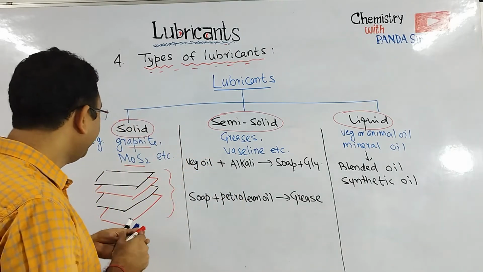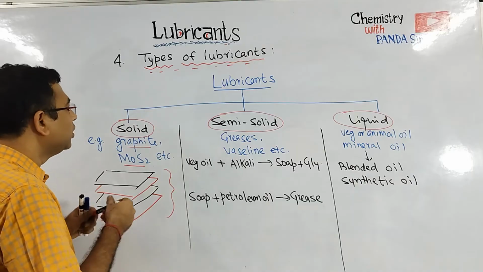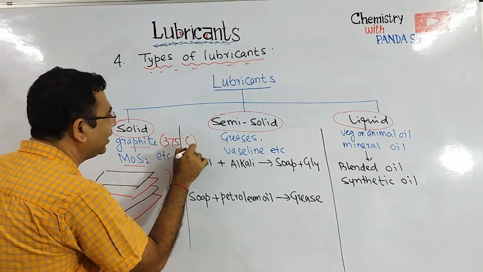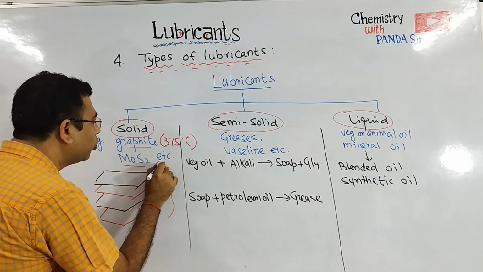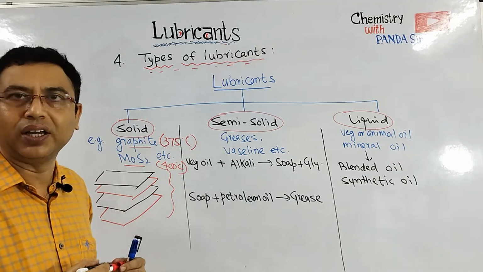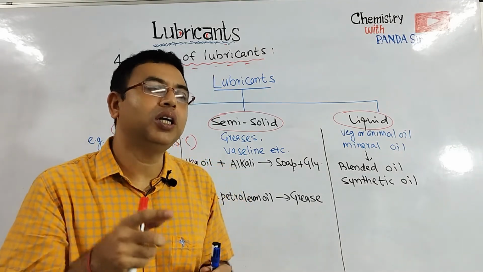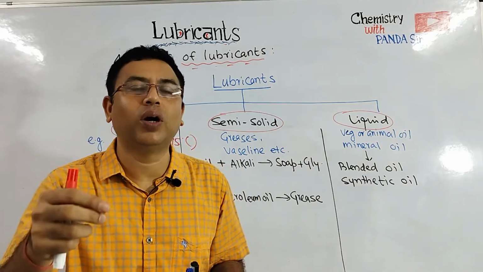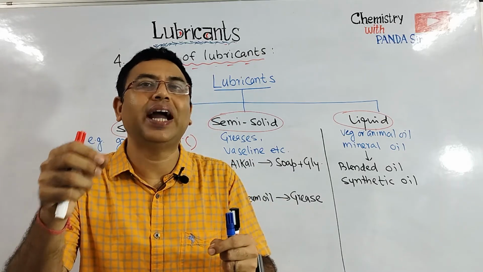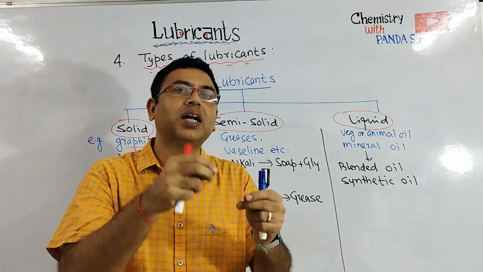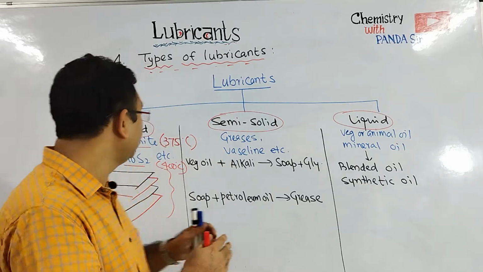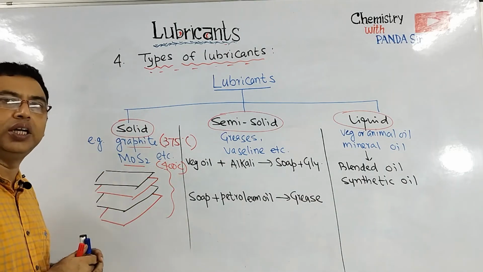So graphite shows thermal stability up to 375 degrees centigrade, whereas molybdenum disulfide shows around 400 degrees centigrade thermal stability. Sometimes this solid lubricant we are using by mixing with water. When we are mixing with water, it is known as aquadag. When we are mixing the graphite with oil, it is known as oildag. Okay, so this is something about the solid lubricant.